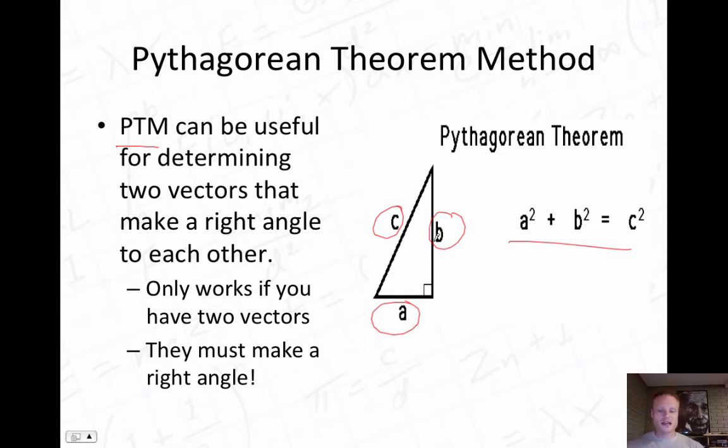So let's pretend A was a vector and it was going to the right, and then B was a vector and it was going up. The resultant would be C, and we could actually figure out C by using the Pythagorean theorem, because we know 2 of the 3 unknowns.